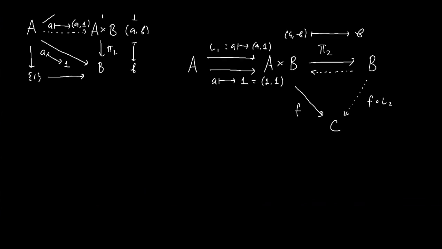So what do we need to check? First of all, we need to check that F composed with iota 2 composed with pi2, which is this composite here, equals F. Secondly, we need to check that this thing is unique, such that if H composed with pi2 equals F, that implies that H is the same as F composed with iota 2.